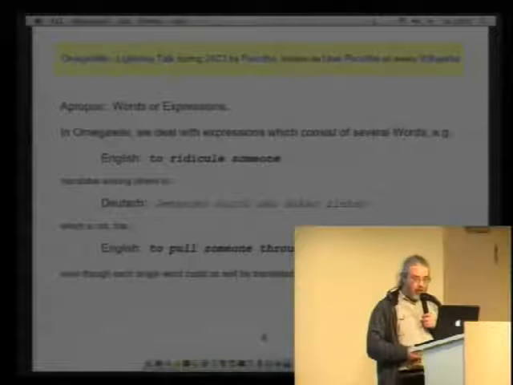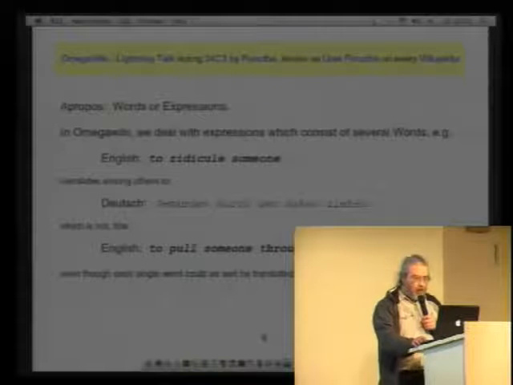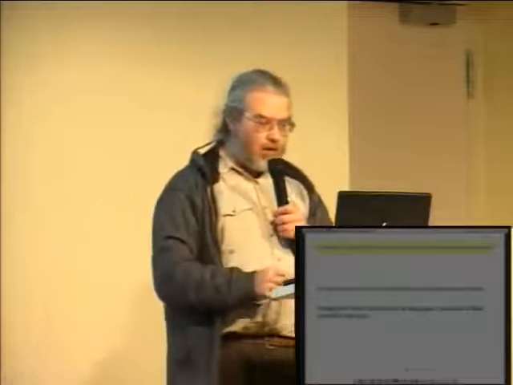In Omega Wiki, we deal with words and expressions. Sometimes you have expressions which convey one piece of information but consist of several words. So in English you have to ridicule someone, which can be translated to German, jemanden durch den Kakao ziehen, but it doesn't make sense to retranslate it in English as to pull someone through the hot chocolate. Obviously that would be a mistake. So when it comes to translation, we have to consider meaning, not only words. And meaning is one of the things that we use in Omega Wiki to find and correlate translations.